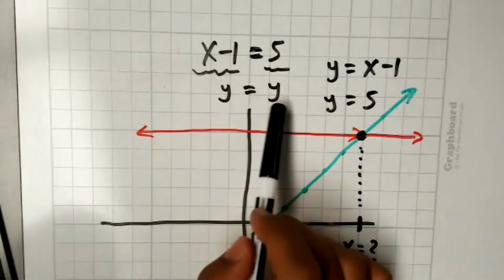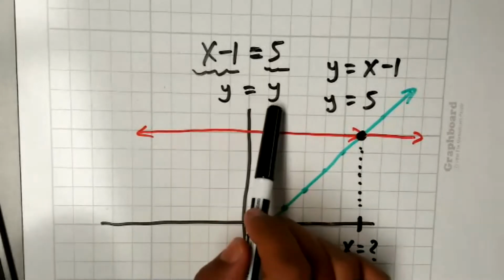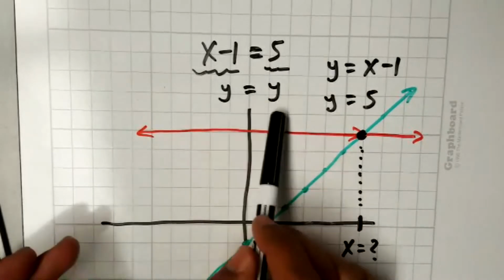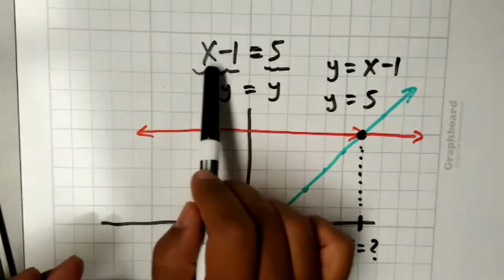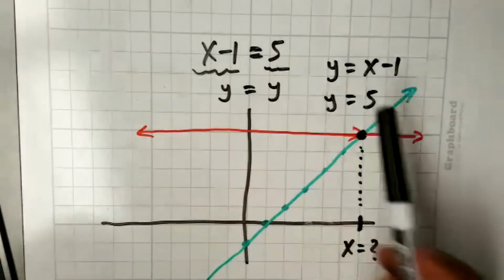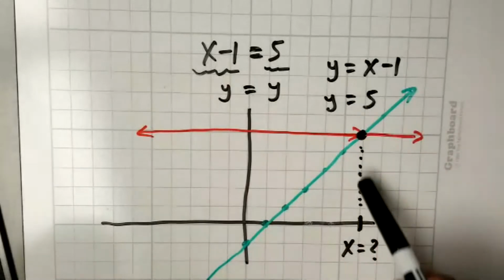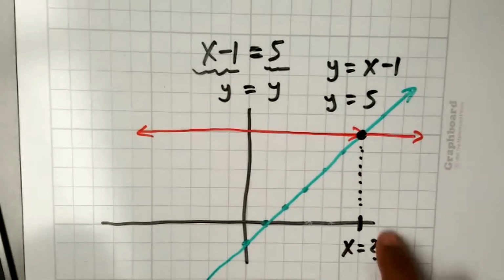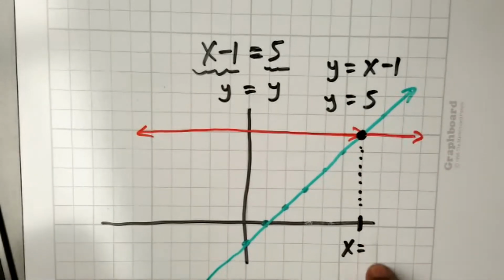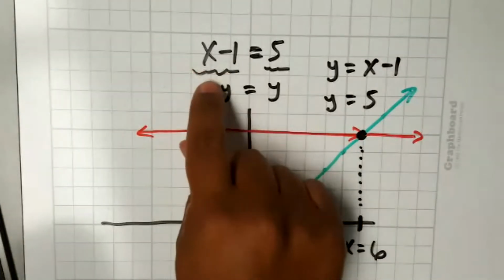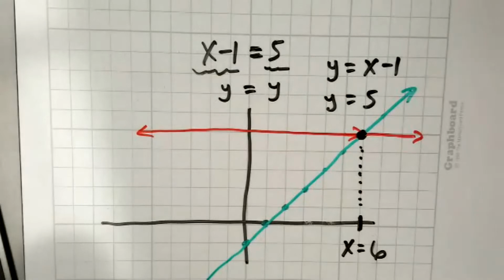Because that's what we're saying. When does y equal y? When does x minus 1 equal 5? Well, when do they have the same y value? When does this function equal this function? This function has the same y value as this function when x is what? 6. And we know that. When x is 6, 6 minus 1, I get 5. 5 is 5. I'm happy.